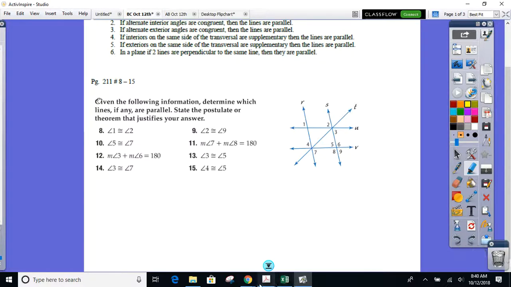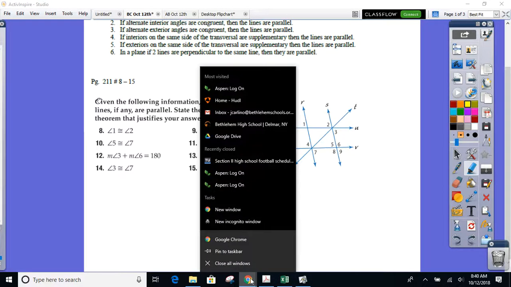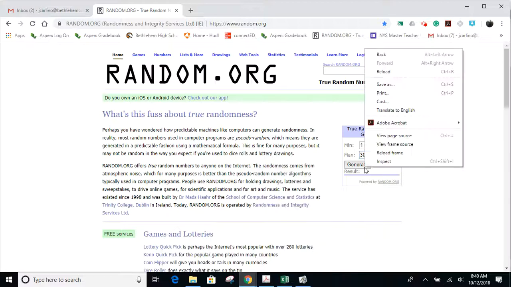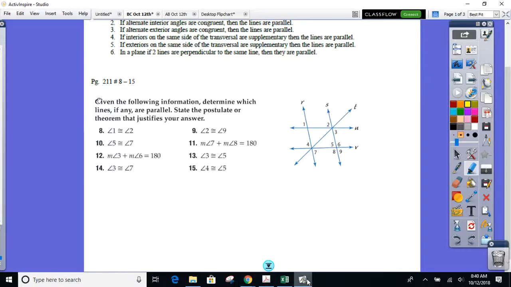1 and 2 are what type of angles? Let's go back. Start hearing from some people. Here we go, 13. What type of relationship do they have? Alternate exterior. All right. Alternate exterior would mean they'd be on the outside.